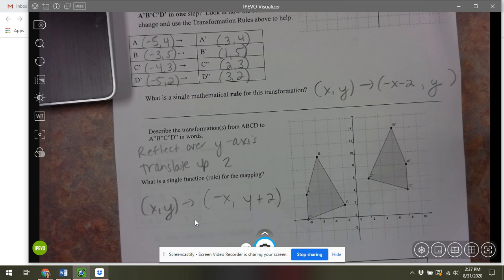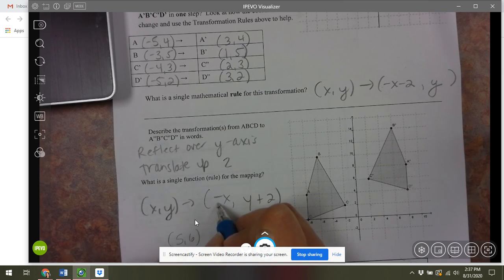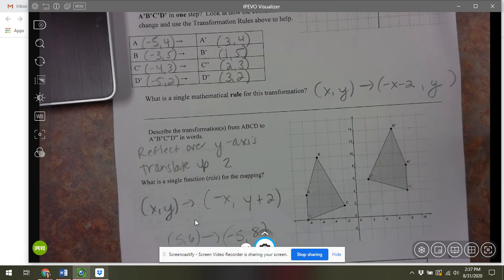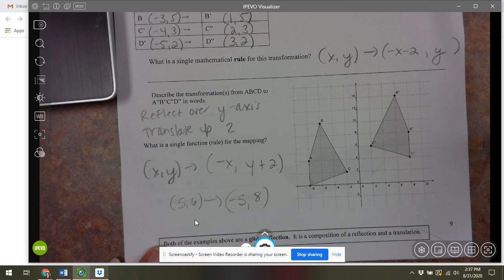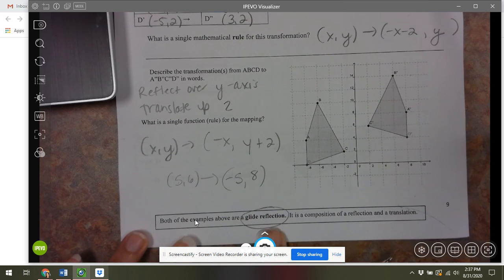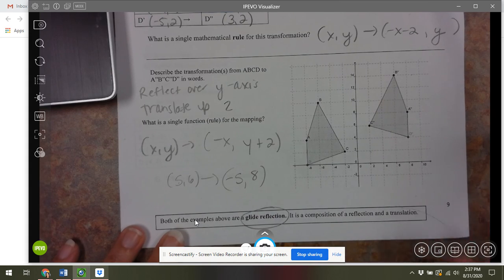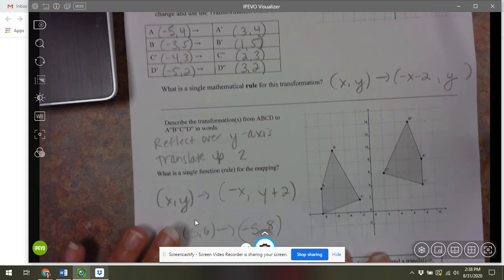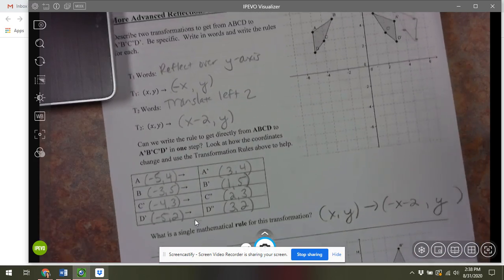Will you have to combine two things into one and write a rule? No. But if I give you this, should you be able to tell me where a point goes? Like if I say, where would the point 5, 6 go to? It would become negative 5, right? 5 becomes negative 5. And then y plus 2, 6 plus 2 is 8. That is something you would need to do. Vocabulary, these are called glide reflections. If you do a reflection and then a slide, they call it a glide reflection. I would think they would say slide reflection, but they don't.